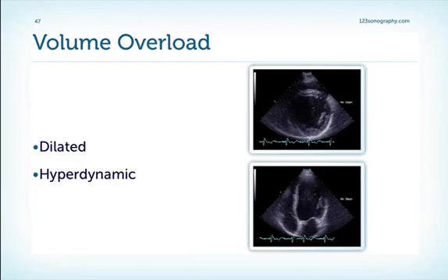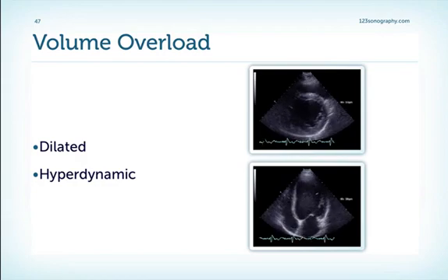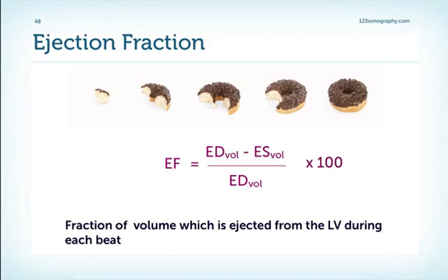Volume overload is a situation where we have both a dilated and a hyperdynamic left ventricular function. We will meet this state in several clinical situations, such as aortic regurgitation, mitral regurgitation, but also ventricular septal defect. We already saw how we can calculate volumes using the Simpson method. Now we'll see how we can use this information to also calculate the ejection fraction.